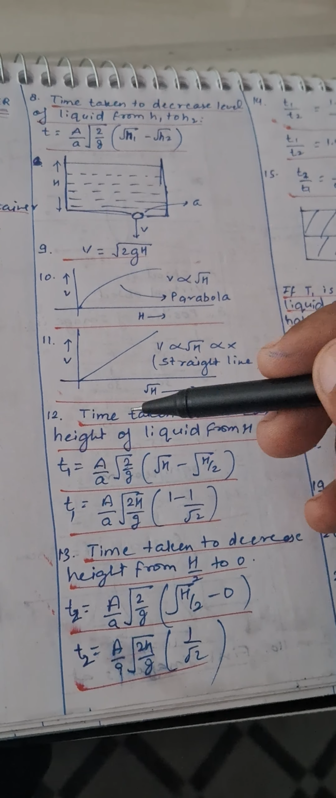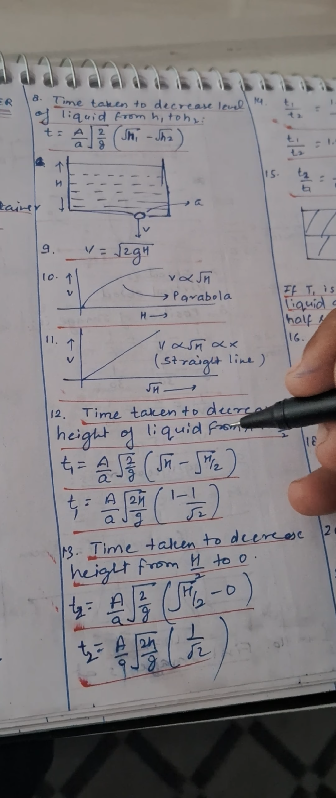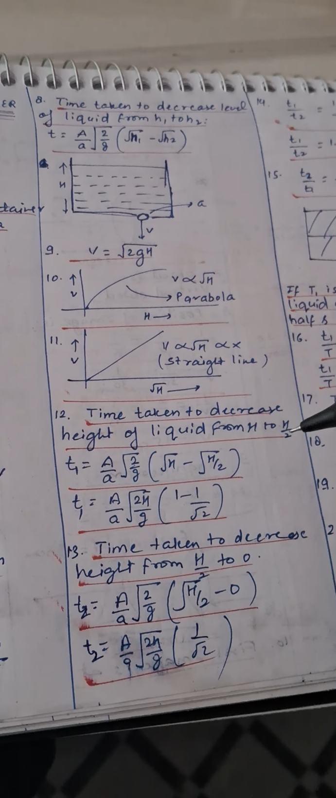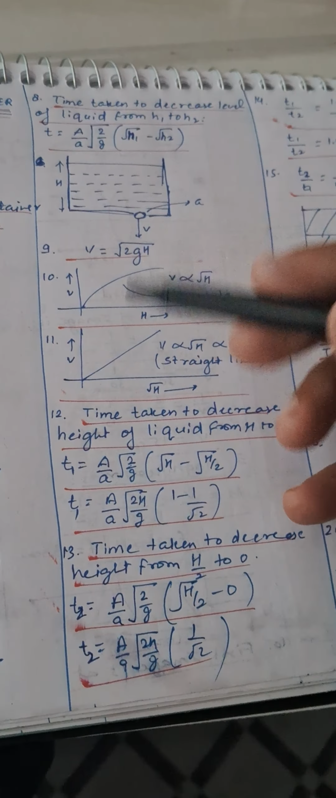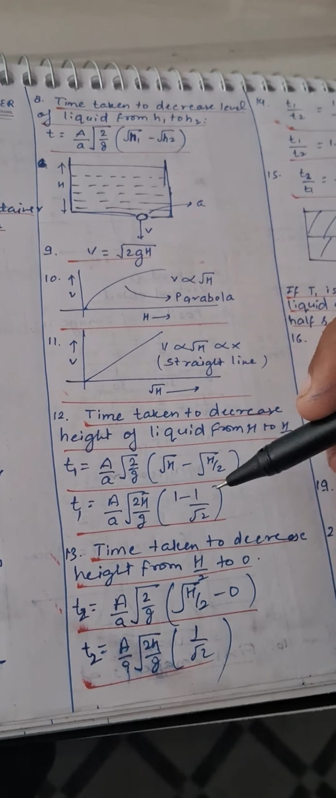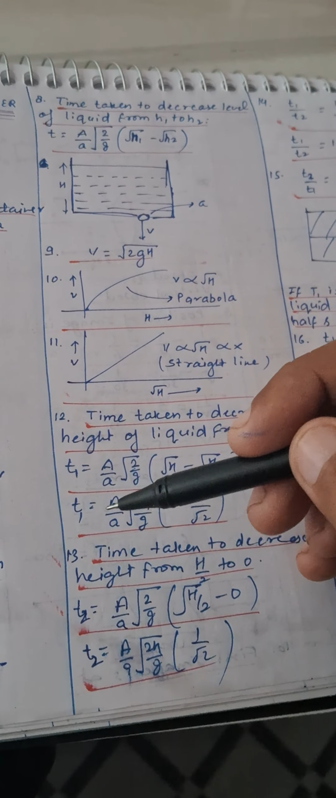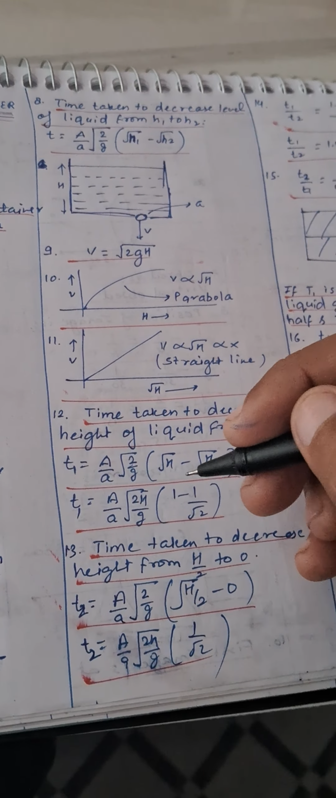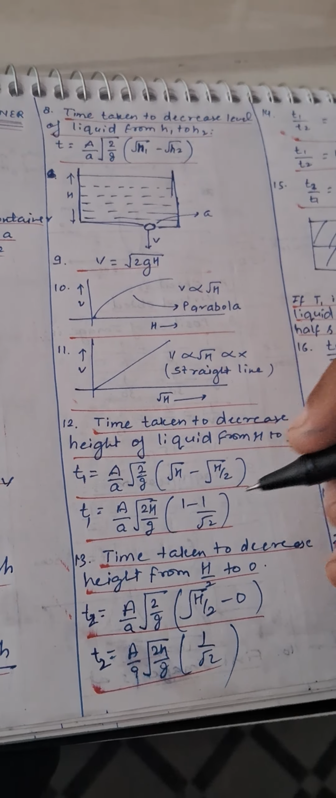Now let's calculate the time taken to decrease height of liquid from h to h by 2. So substitute h1 is equal to h and h2 is equal to h by 2. We have t1 is equal to A by a root 2h by g into 1 minus 1 by root 2.